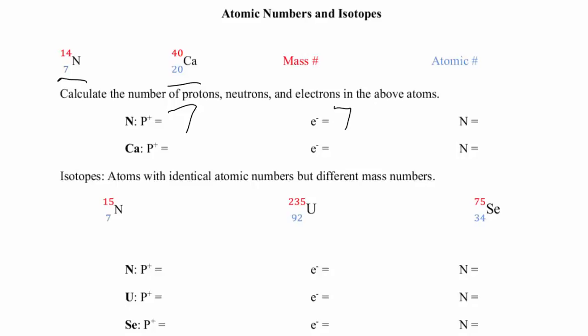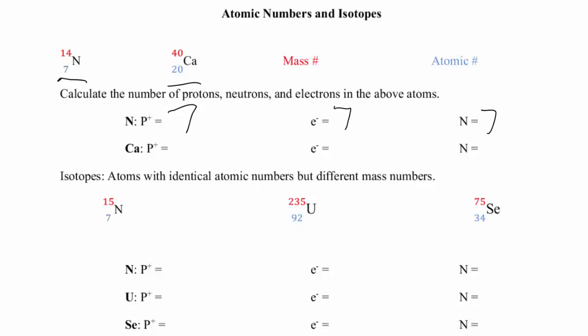But we can calculate it by subtracting the atomic number from the mass number. Remember that the mass number is the number of protons and neutrons, and the atomic number is the number of protons. So if we subtract the two, we can get the number of neutrons. So 14 minus 7 is 7. So that tells us that in the nitrogen atom, we have 7 protons, 7 electrons, and 7 neutrons.